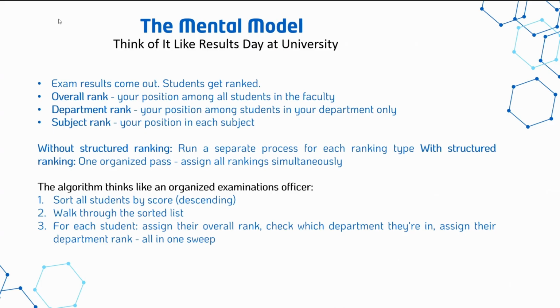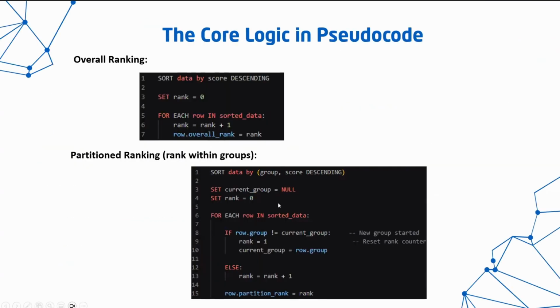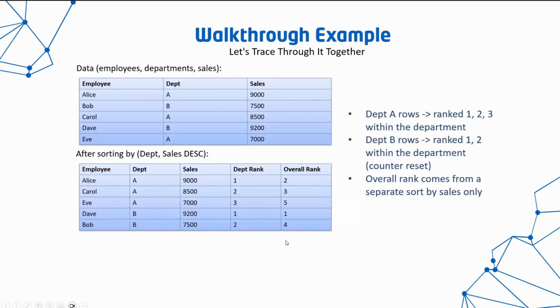So in the overall ranking and the partitioned ranking with ranking groups, these are the two pseudocodes that are mainly happening. You can see this is very straightforward overall ranking. And when it comes to partition ranking with groups, we are checking whether this rank is already in the current group. You have a bunch of if conditions here. The same thing here.